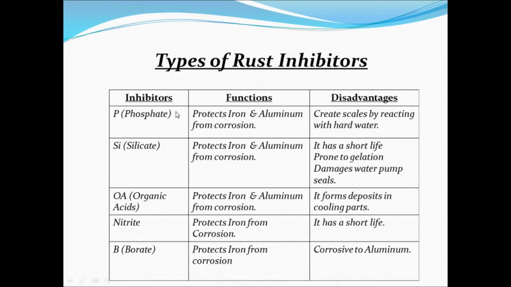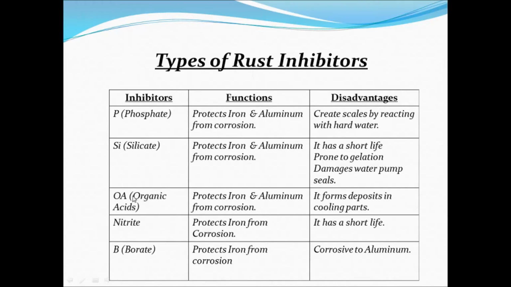So these are the different types of rust inhibitors used in the coolants. First comes the phosphate inhibitors. Phosphates protect iron and aluminium from corrosion, but it creates scales by reacting with hard water. So hard water should never be used to dilute the coolant and only distilled water has to be used. The next type is the silicate. The silicate inhibitors protect iron and aluminium from corrosion, but the disadvantage is it has a short life and is prone to gelation, which means that the coolant starts forming into a gel, and it also damages the water pump seals.